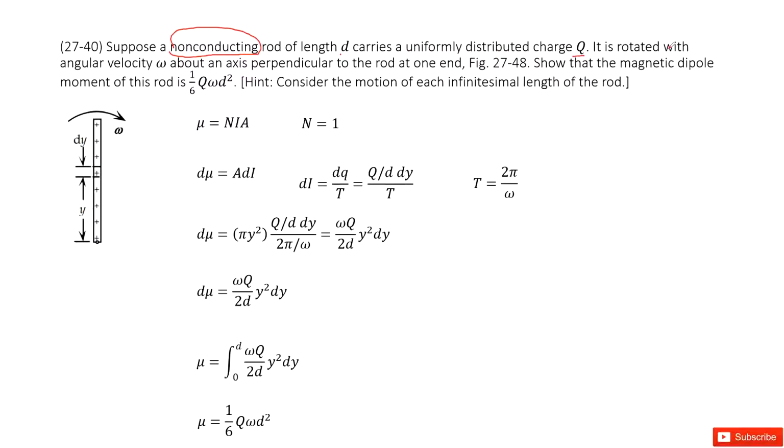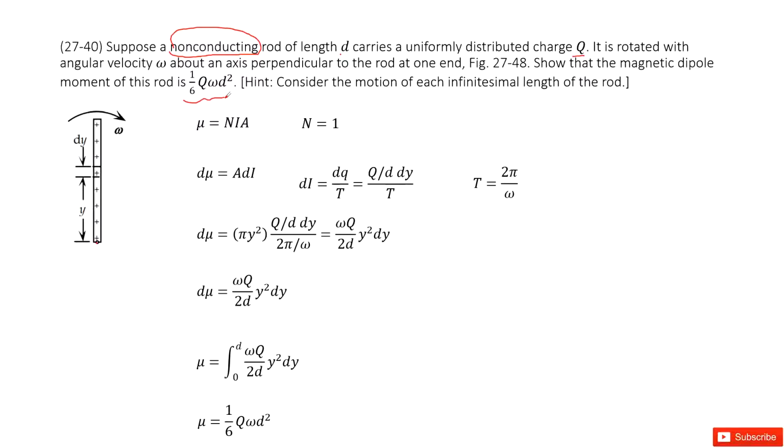The object rotates with angular velocity omega about an axis perpendicular to the object at one end. So this one is the end, and it just does circular motion on this plane, right? It asks you to show that the magnetic dipole moment of this rod equals this one.